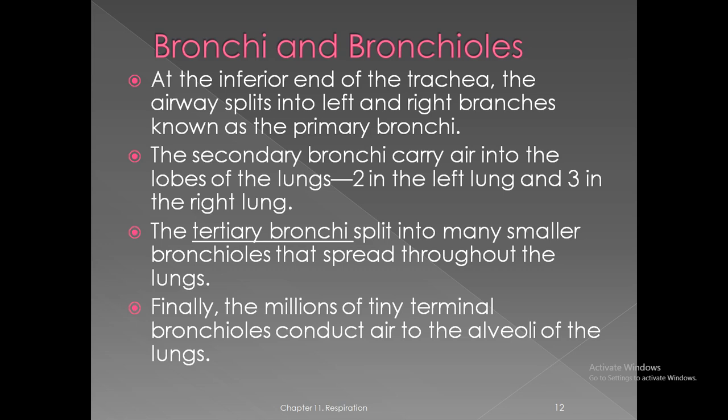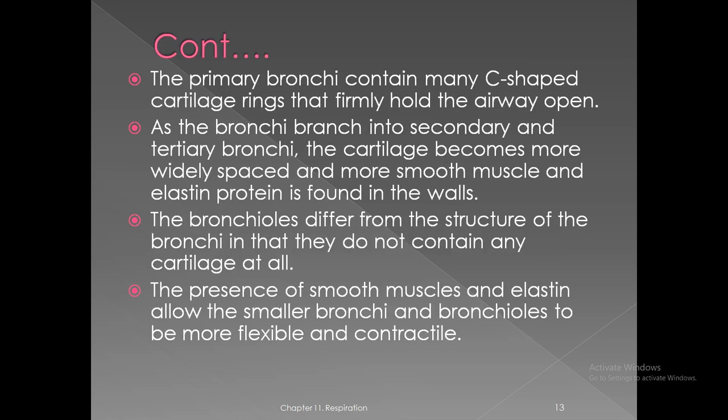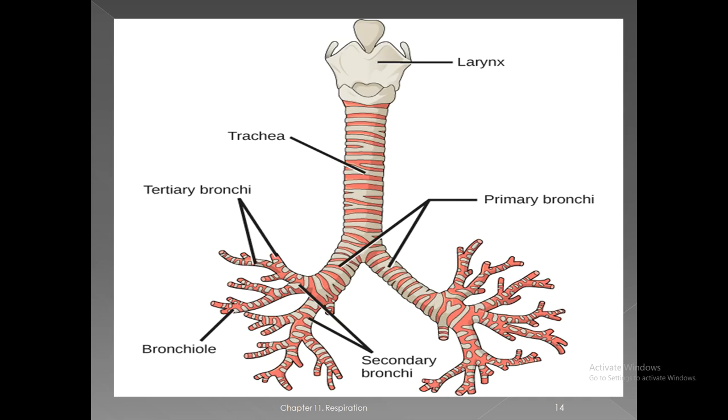The first branch which arises from the bronchi is known as the secondary bronchi, and the secondary bronchi then give further branches which split up into smaller branches known as the tertiary bronchi. The tertiary bronchi again split up into even smaller, microscopic tubes known as the bronchioles, and the bronchioles at the end join into bunch-shaped small sac-like structures known as the alveoli, where gaseous exchange occurs.